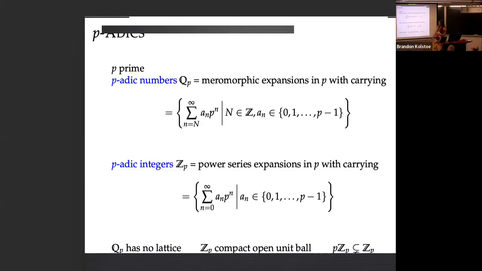Also, multiplying by P shrinks sets. So we actually have a Haar measure here, and so it's not just that P times ZP is a strict subset of ZP, it's that the Haar measure is also strictly smaller. Oh, and here's that different use of subscript letter that I promised was coming. So this does not mean Z mod PZ. It literally means these expansions here.